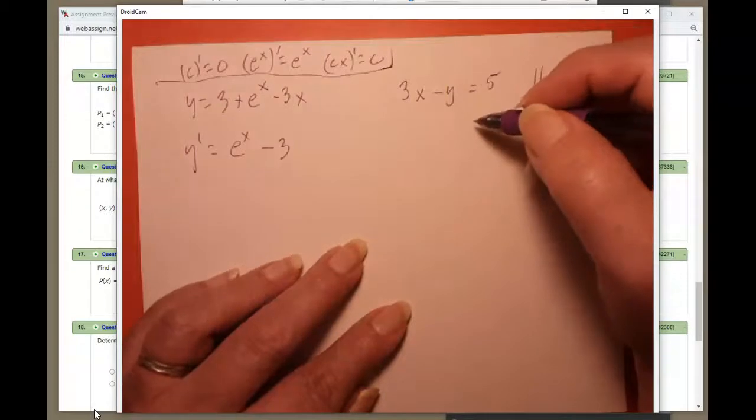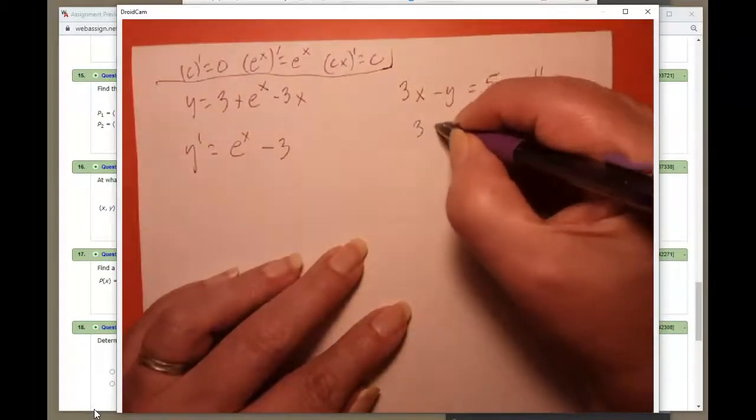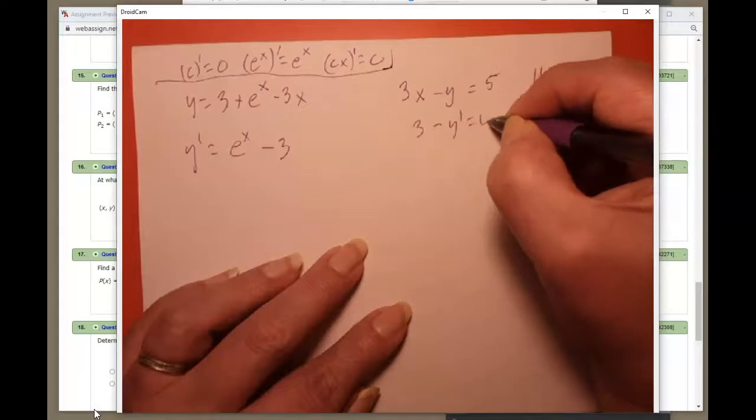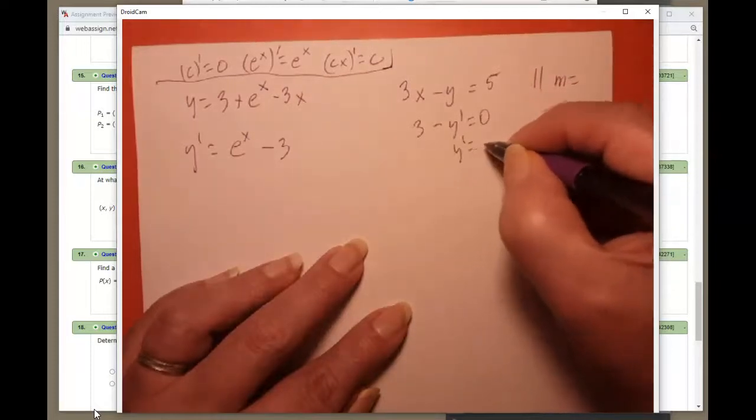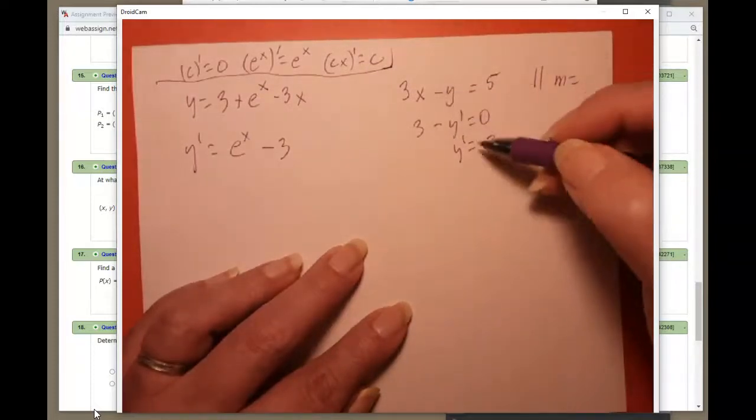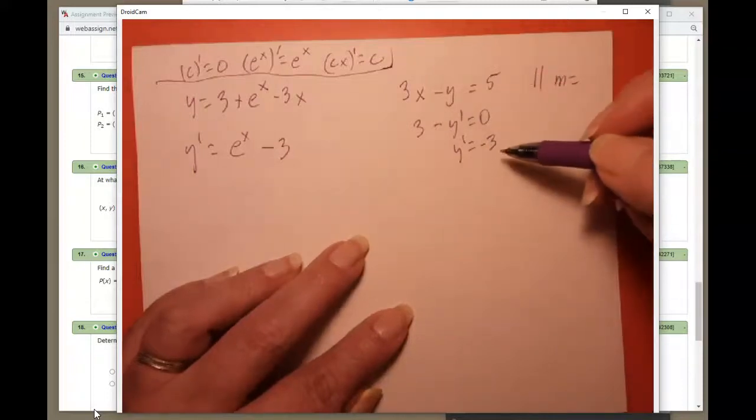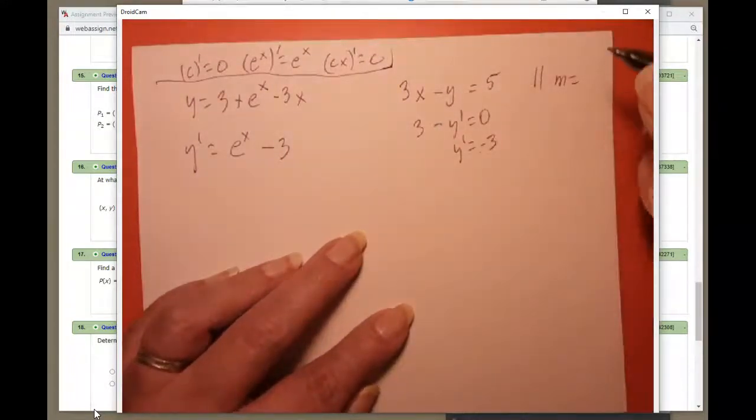I could take the derivative. If I took the derivative, I'll get 3 minus y prime is equal to 0, which tells me y prime is equal to negative 3. So I could have taken the derivative to get the slope out of this one also, and then I'm setting these two slopes equal to each other. So the slope is negative 3.